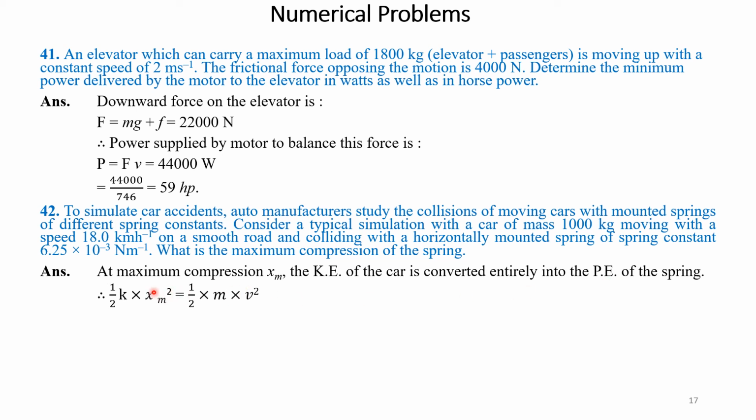Therefore, the potential energy half into K into xm square is equal to half into mv square, that is the kinetic energy. So the right hand side is kinetic energy, the left hand side is the potential energy. Therefore, xm is equal to square root of m by k into v. Putting the values, we get the answer as xm is equal to 2 meters. That is the maximum compression.